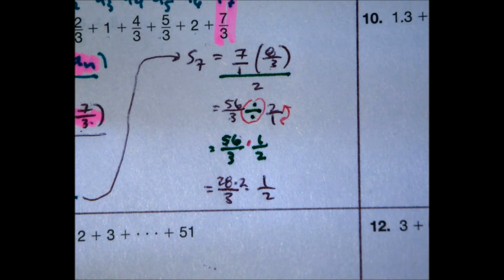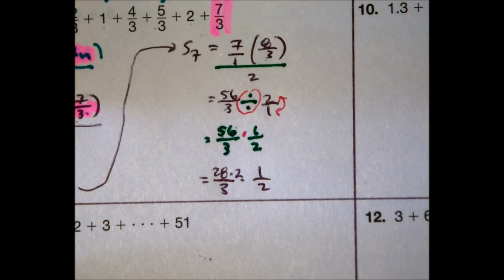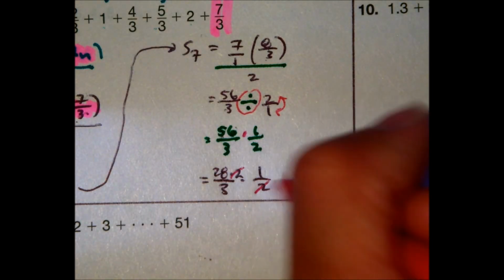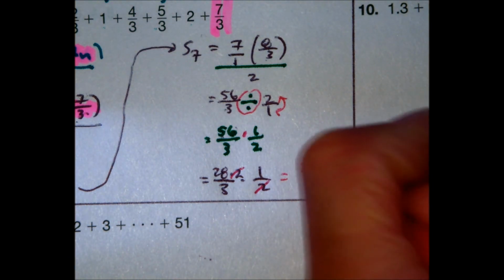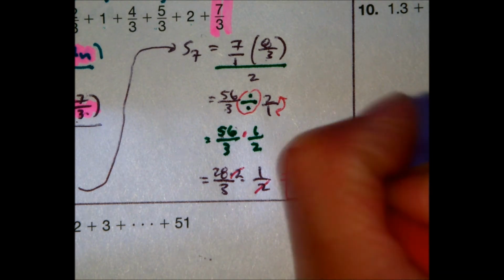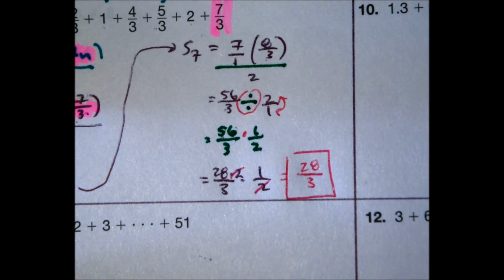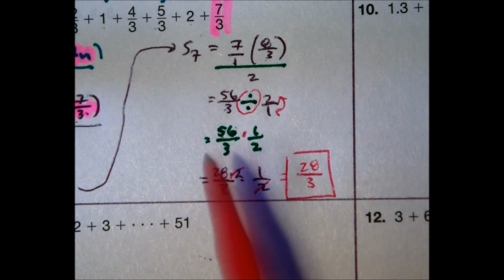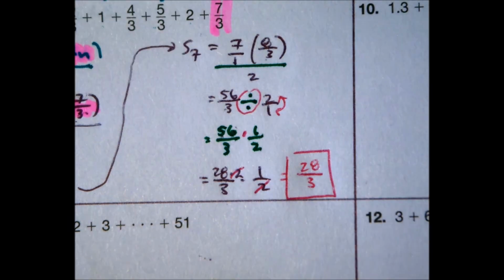You might be asking, why did I do that? So that I can just do canceling. 2 divided by 2 is 1. Your answer is 28 over 3. Everyone say exact? Yeah. Fractions and radicals are exact answers. This is actually more accurate than turning it into a decimal. So don't turn it into a decimal. But that 28 over 3 is fully acceptable.